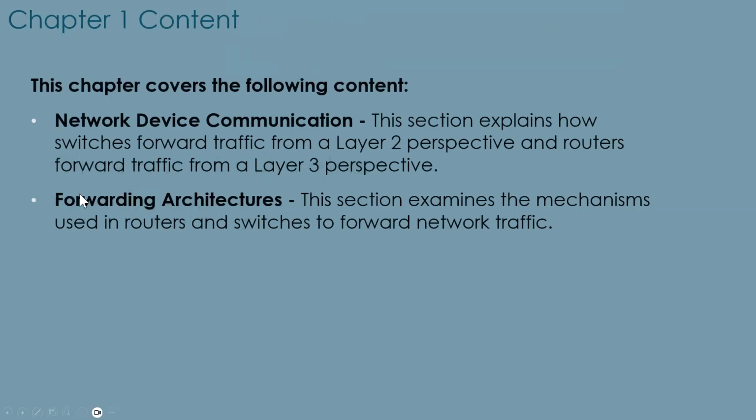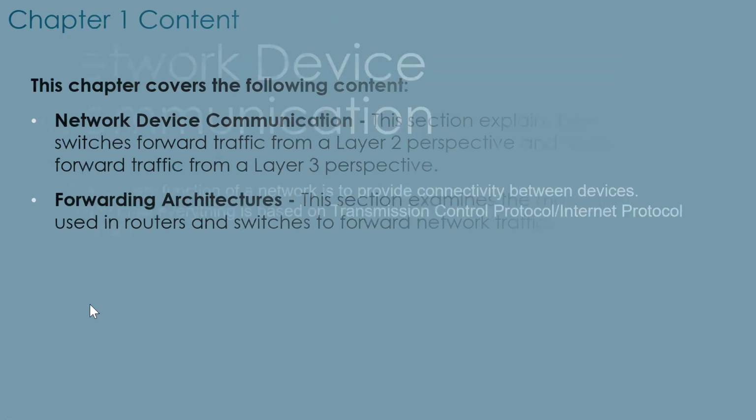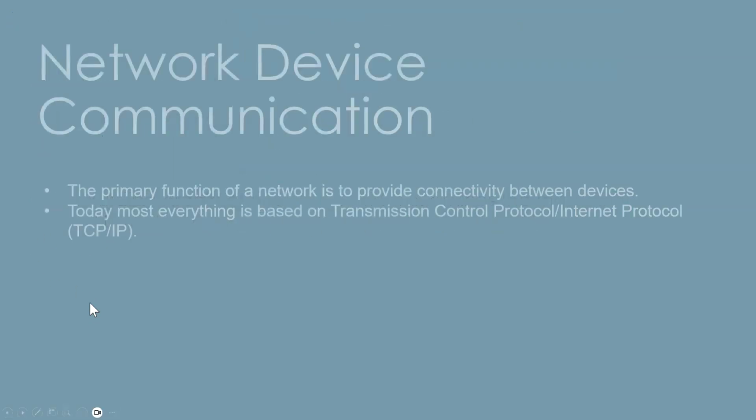You can see the contents here. This chapter covers network device communication. This section explains how switches forward traffic from a layer 2 perspective and routers from a layer 3 perspective. And then we'll check the forwarding structure.